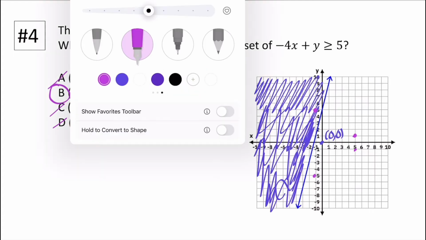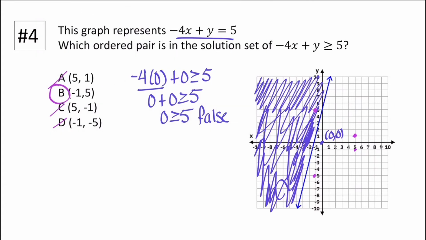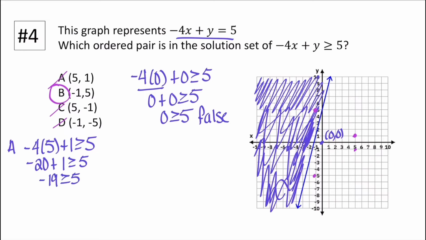The other way to solve this is to remember that a point that is in the solution set will make the inequality true. So you can plug in each of these values. If I plug in A, I get negative 4 times 5 plus 1 is greater than or equal to 5. That means negative 20 plus 1 is greater than or equal to 5, which is saying negative 19 is greater than or equal to 5. That is false, so A is not the correct answer. Remember, a solution will make the inequality true.